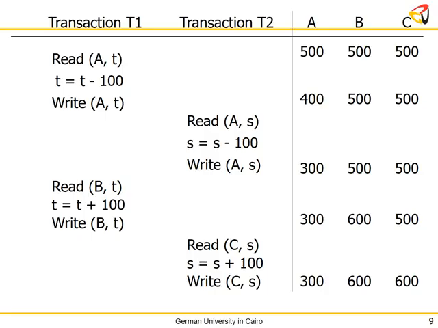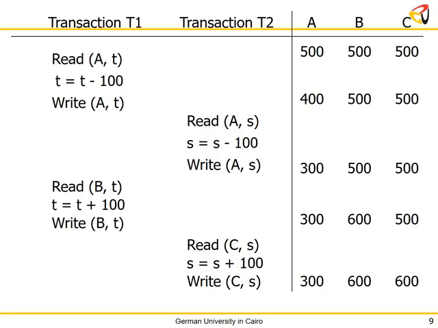I will start by running T1. You can imagine that I have a time axis that goes from top to bottom. So I will read A into T, subtract 100 from T, and then write back T into A. Now remember, I already mentioned at least one time today, and I think also last time, that a transaction runs in its own thread. So a context switch happens. Let's assume this is what's going on. We start with T1 running, then a context switch happens, and now we're running T2. So we read A into S, subtract 100, and write back S into A.